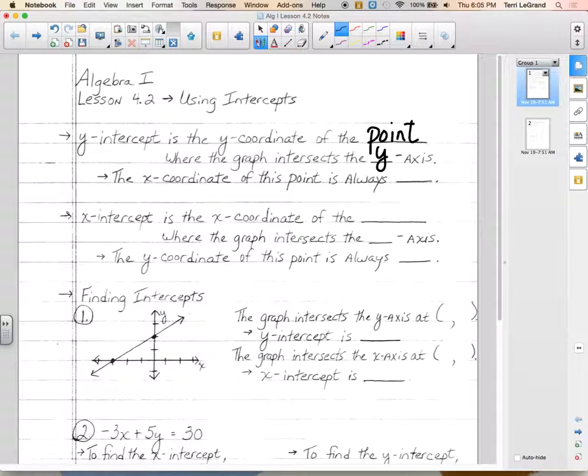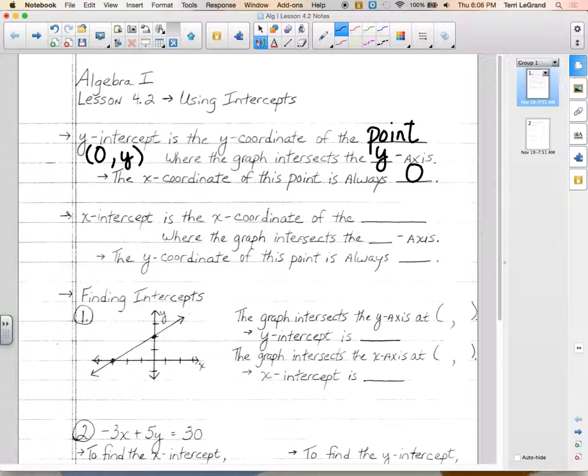is crossing the y-axis. And the x-coordinate of this point will always be, all the points on the y-axis have an x value of 0. So when we're talking about the y-intercept, we should have ordered pair 0, y, some y value. Should always start with a 0.